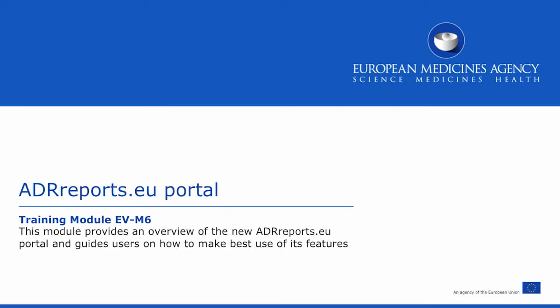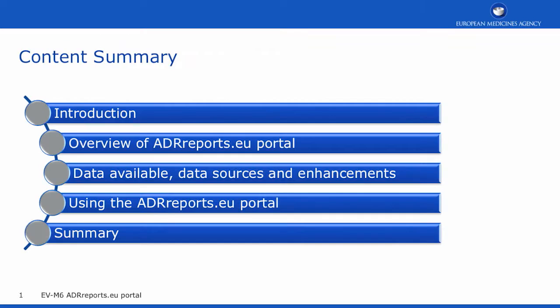Welcome to training module EV-M6 concerning the ADRreports.eu portal. The ADRreports.eu portal provides public access to reports of suspected side effects submitted to the EV-Vigilance system by national medicines regulatory authorities and pharmaceutical companies that hold marketing authorizations for medicines in the European Economic Area. The purpose of this training module is to provide an overview of the ADRreports.eu portal and its new features, and to guide users on how to make the best use of them.